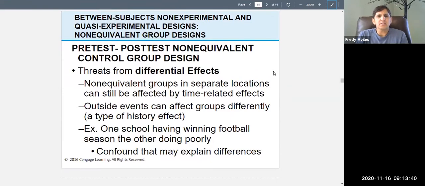More about the pretest, post-test, non-equivalent control group design. There are still threats from differential effects. Okay, there's still some problems there. The non-equivalent control groups can be run in separate locations, right? And that can be affected by time-related effects. If they're in separate locations, the groups might behave differently because of that. Or there could be an outside event that can affect the groups differently, a type of history effect. There could be something that happens to one group, but not the other.